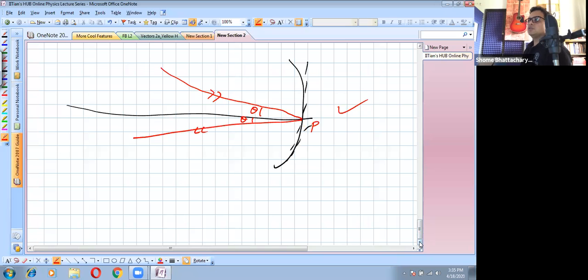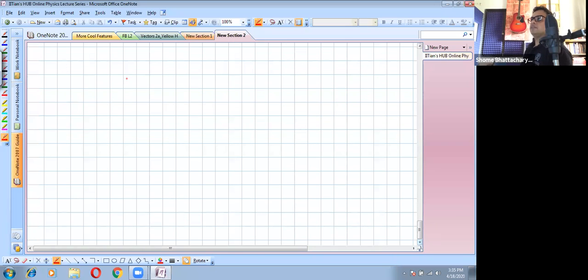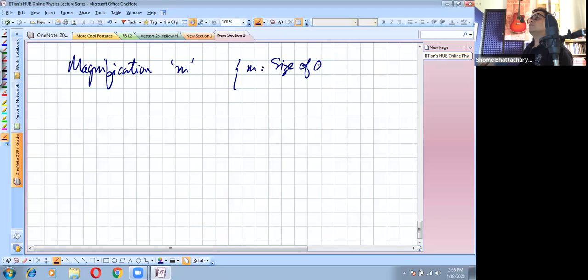Okay. So now from this we will get the formula for magnification. So next thing for us, we want to find the magnification factor, which we denote by M. So M is defined as the size of the image, my mistake, as a ratio of the size of the object.